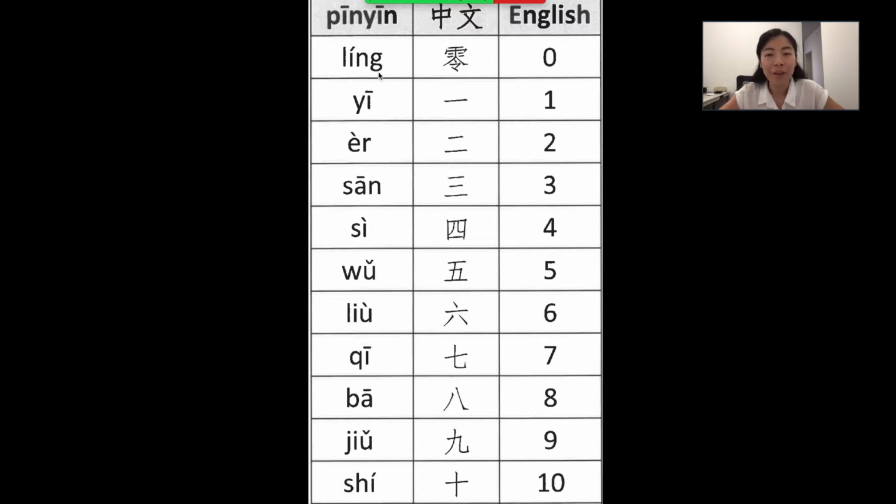So here we go. 0, 1, 2, 3, 4, 5, 6, 7, 8, 9, 10. And once you have those 11 numbers memorized, now we can do more numbers.